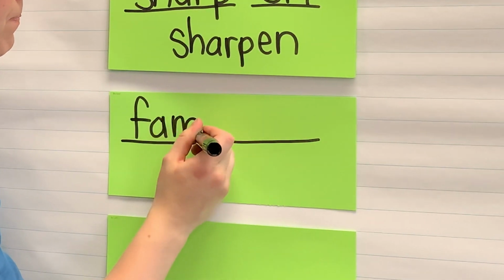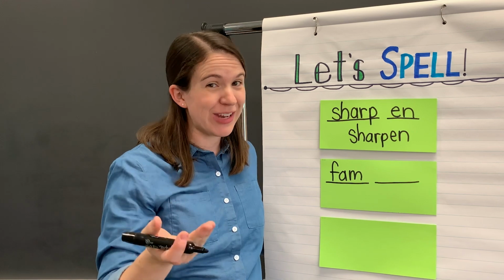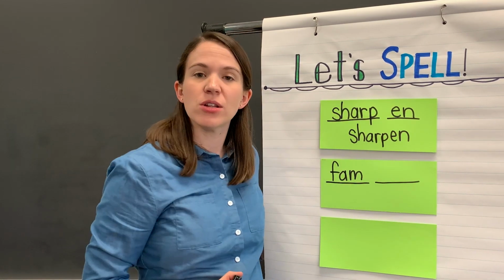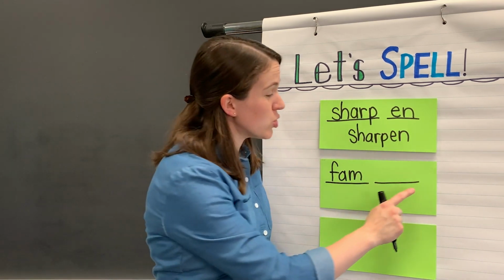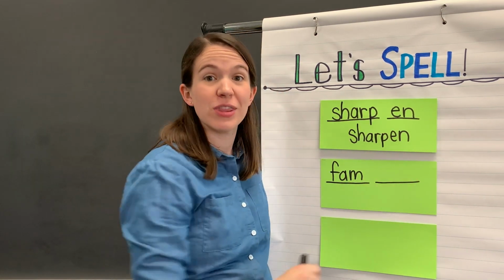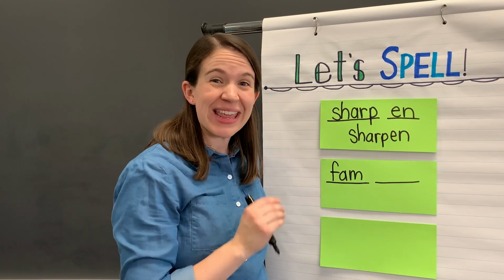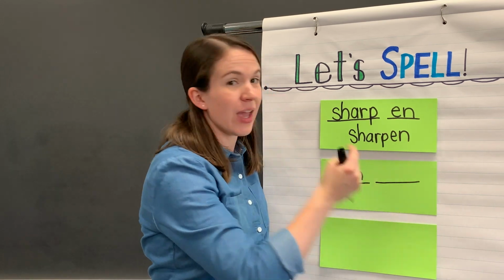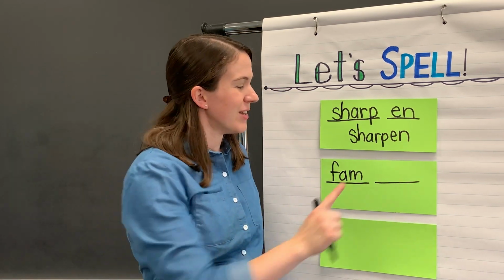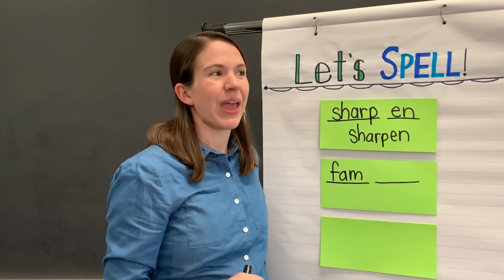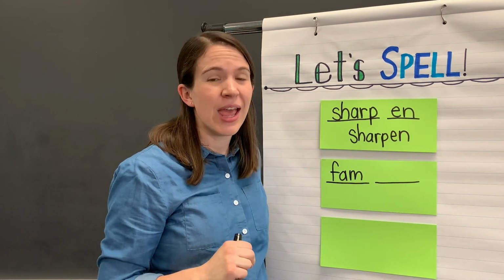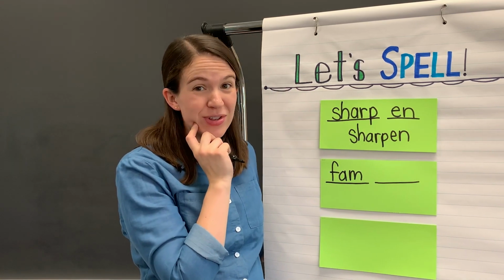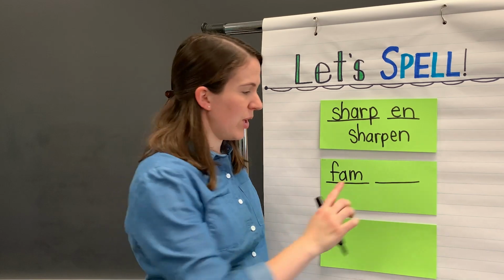F, A, M. Now, the base word fame, you might know, is spelled with a silent E at the end. It helps the A make the long A sound. But since we are adding a suffix that starts with a vowel, we drop that E before we write the suffix. So here we have fame, and we've dropped that silent E. Now we just need to write ous. I hear 2 sounds in ous, but I remember that that vowel sound is written with 2 vowels and not just 1 vowel. Let's write down ous.